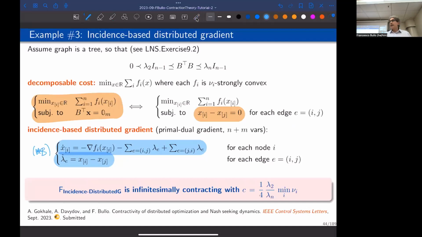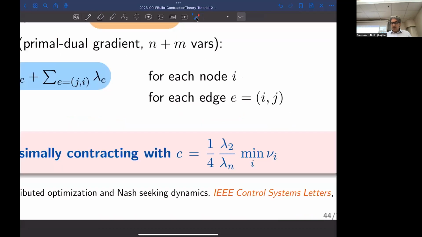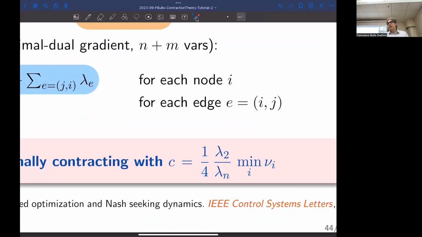But then the result that I had stated earlier for a general Primal-dual gradient immediately implies that this incidence-based distributed gradient flow is strongly infinitesimally contracting with respect to an appropriate weighted 2 norm that I'm not going to write down right now. It's the one that we discussed. But the good news is that I can write down the contractivity rate.